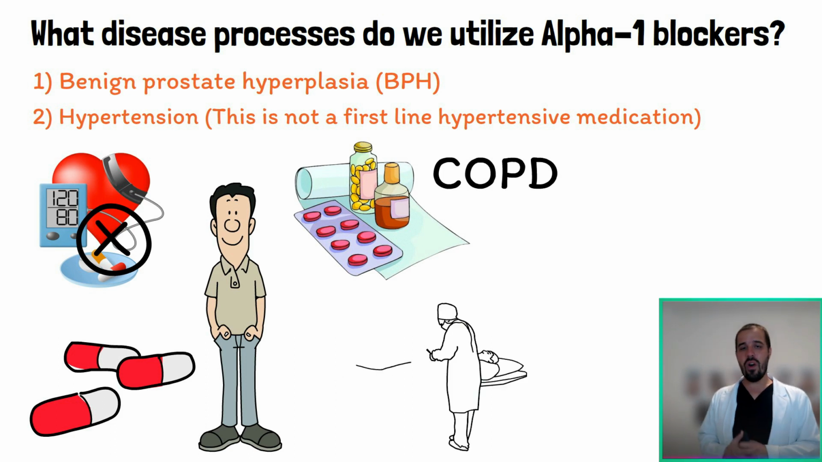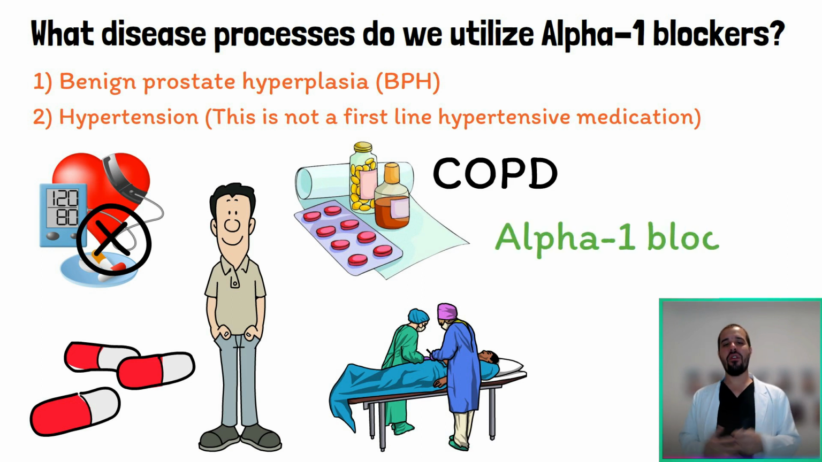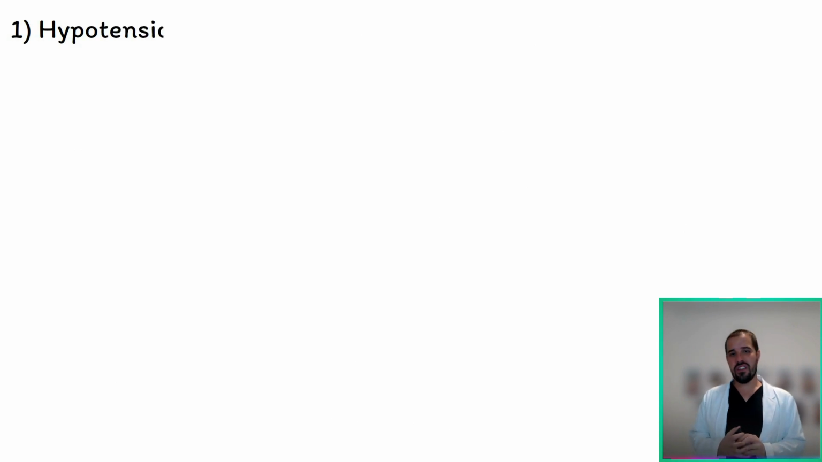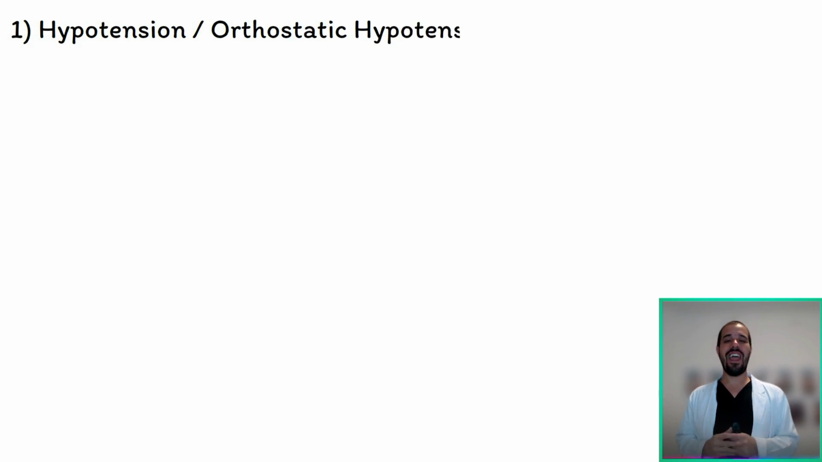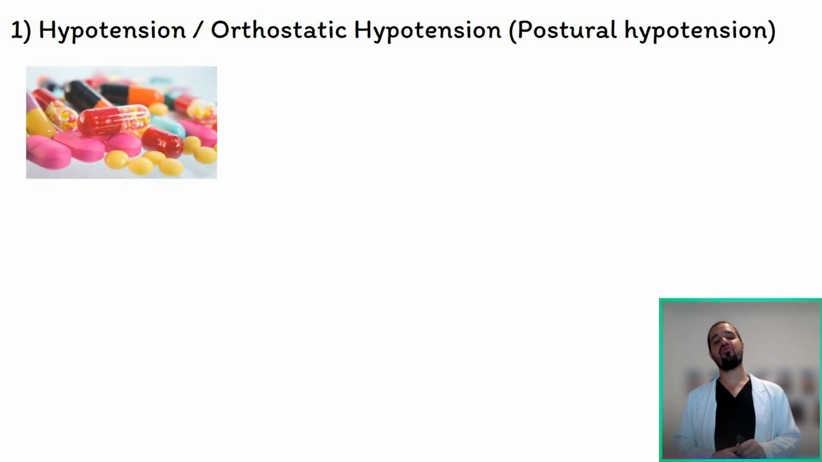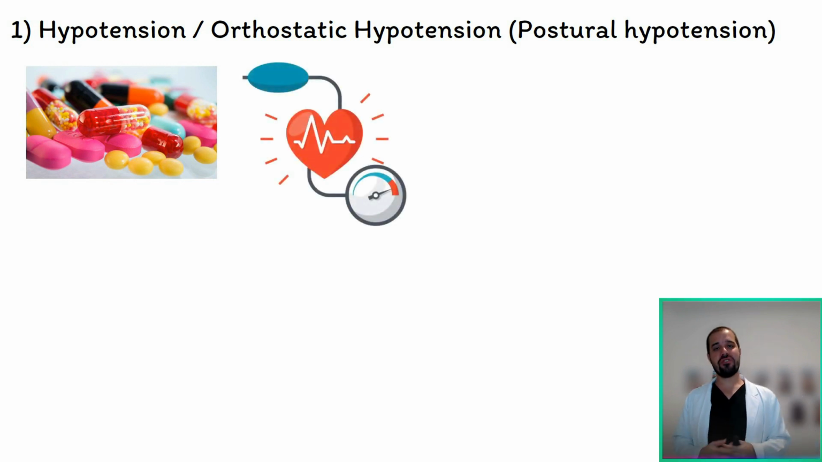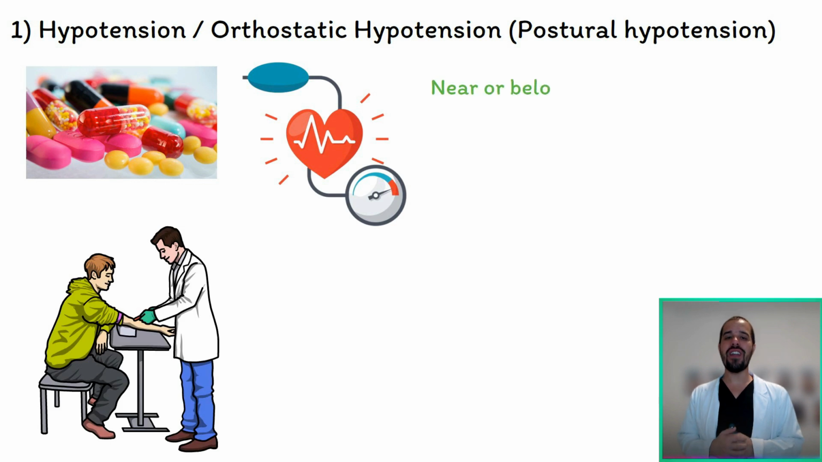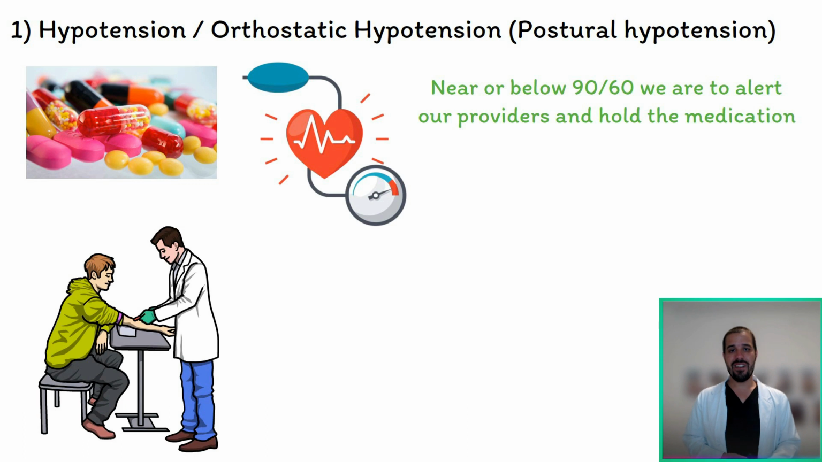Side effects. What side effects do patients elicit when on alpha-1 blockers? The first side effect I always like to emphasize with any medication that can possibly treat hypertension is the potential for hypotension. Any medication that drops blood pressure can unfortunately drop it too much. So we need to monitor our patients. If that blood pressure is anywhere near or below 90/60, we are to alert our providers and hold the medication.